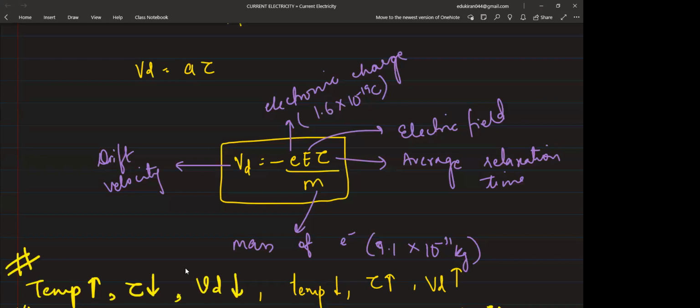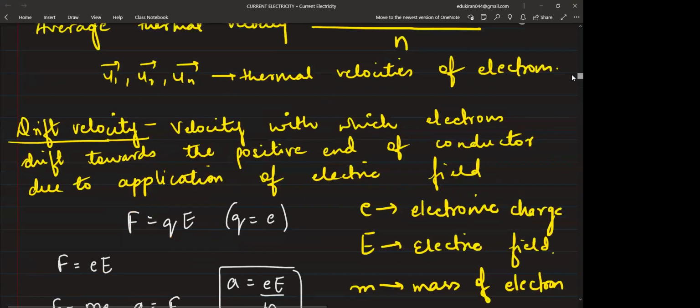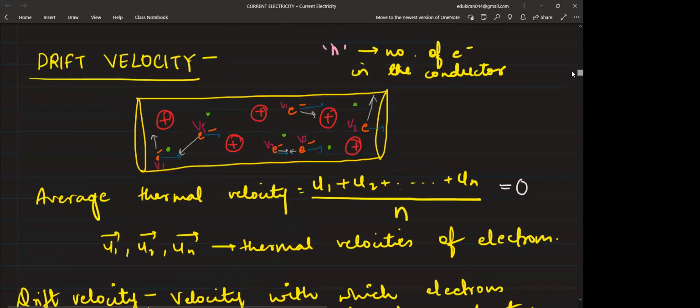Tell me, Memuna, is this concept clear, or do you still have any query, any doubt in this? No, ma'am, this is clear. Okay. While writing, if you get any doubt, you can let me know. Okay. Start writing it from here. This derivation is important. It's very lengthy.